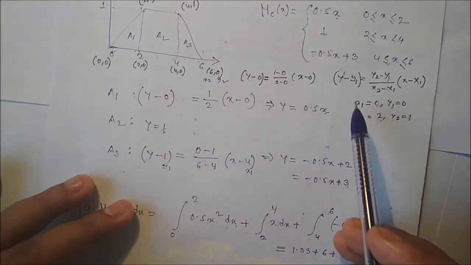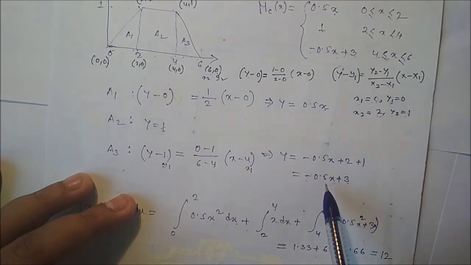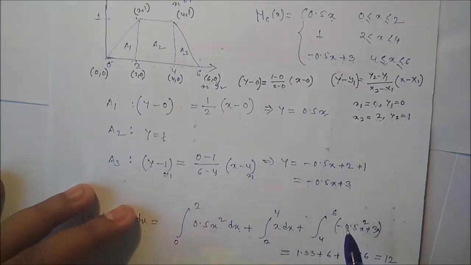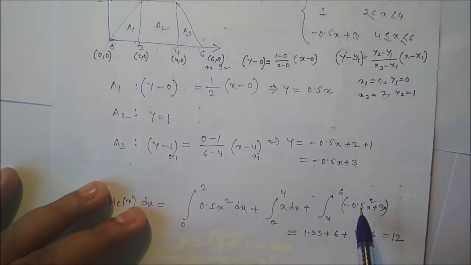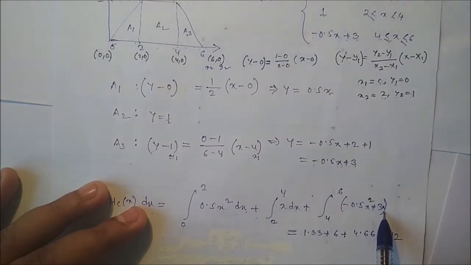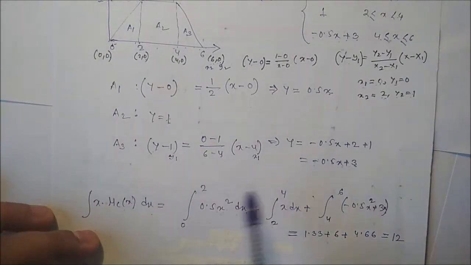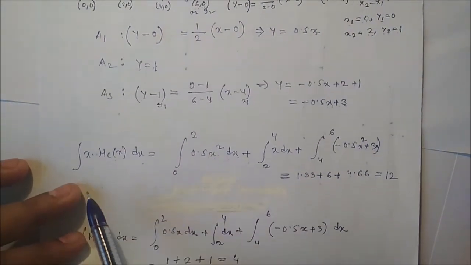Similarly, mu cx is what? This one is the mu cx, 0.5x plus 3. So you have to multiply with x because the formula is what? x into mu cx. So x into 0.5x means what? Minus 0.5x square plus 3x. So here we multiply x with this particular value. Okay, so this one you can see.